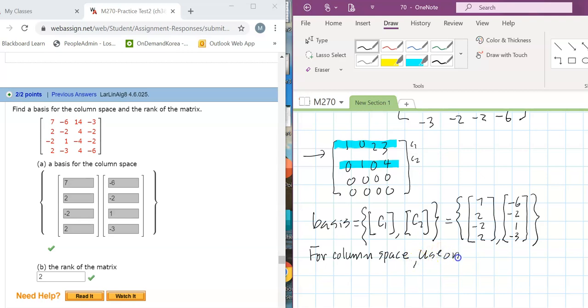Okay. And then for the column space, I use the original column. I suggest you do that, so you don't make mistakes. So you get column 1 and column 2. And the rank must be 2. Rank is 2 because you got two vectors in the dimension. Okay, so that is that.